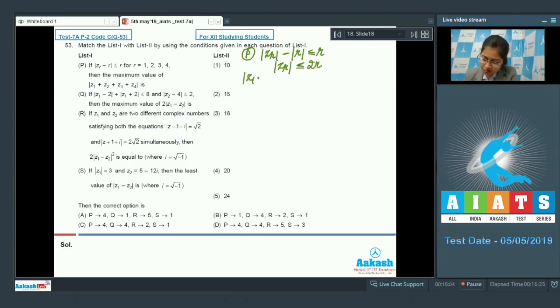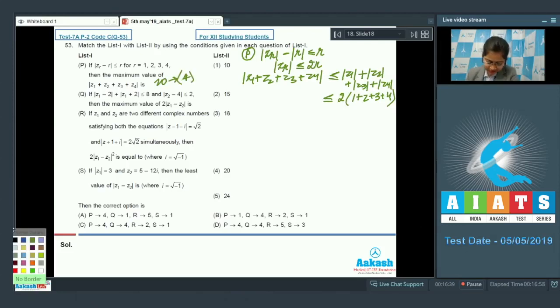Now, modulus of z1 plus z2 plus z3 plus z4 is less than or equal to mod z1 plus mod z2 plus mod z3 plus mod z4. That is, it is less than or equal to 2 times (1 plus 2 plus 3 plus 4). So this is less than or equal to 20, which means that its maximum value is 20. So option number 4 matches with it.